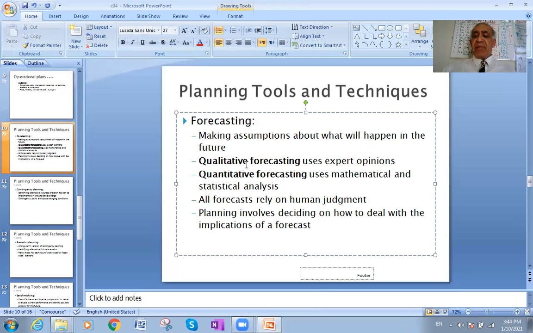Some plans are based on forecasting the future. So what is the meaning of forecasting? Making assumptions about what will happen in the near or the far future.